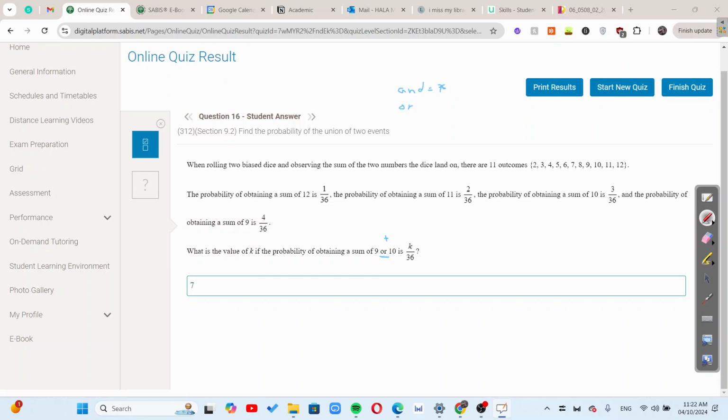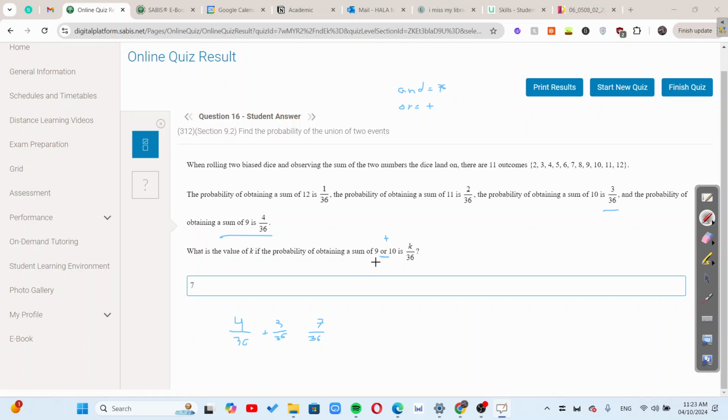Just have it in your mind because we have a probability topic that I'm going to be explaining later, and this is really important for it. So and is times, or is plus. So you want 9 or 10. So you're going to look at the chances of you getting 9 and the chances of you getting 10. Your chances of getting 9 are 4 over 36 plus 3 over 36, 7 over 36, and you're done.